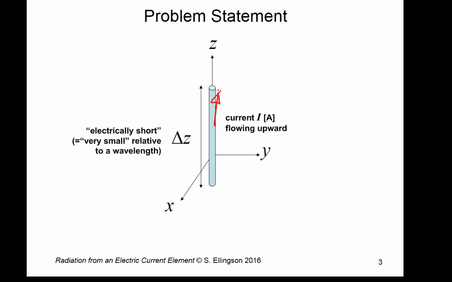And by that, we mean that delta Z is much, much less than a wavelength. Now, how much less than a wavelength? That depends. Certainly, 1/100th of a wavelength would fit the bill. Perhaps 1/10th of a wavelength would also be okay. Delta Z equal to a wavelength is clearly not okay. So what satisfies this condition depends on the application.